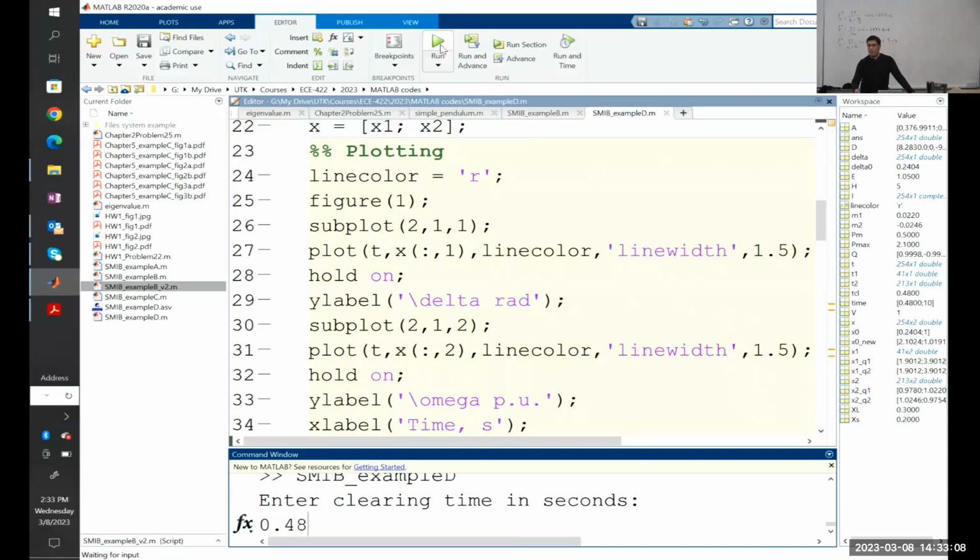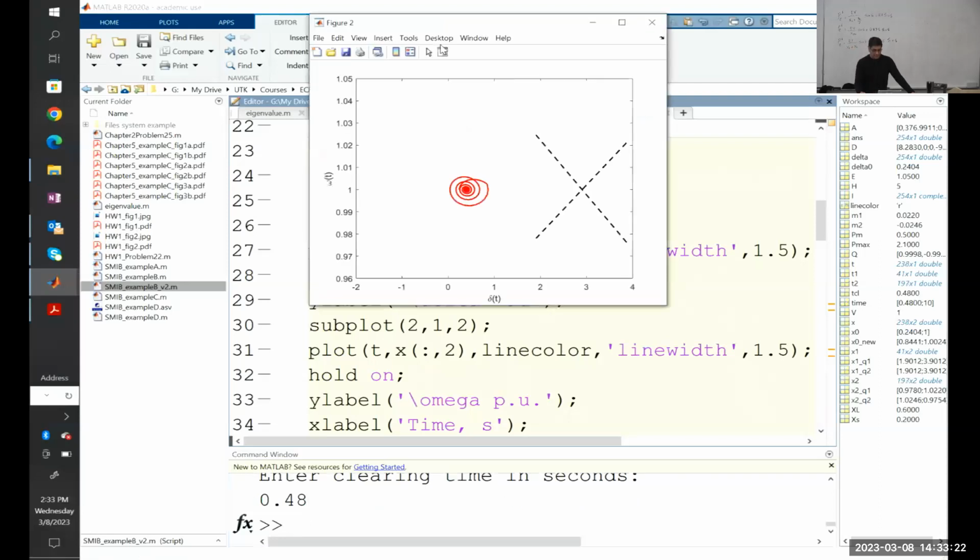And what happens with the angle and the speed? They will not increase as much. And therefore, we're not going to get that close to the saddle node. And the short circuit might remain a little bit longer. So let's see if that is the case.